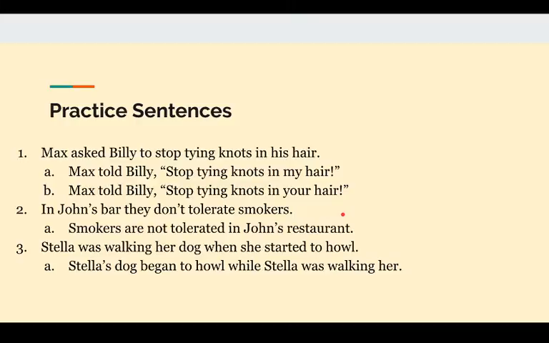In sentence 2, the incorrect sentence is, in John's bar, they don't tolerate smokers. We don't know who they is. They could be the workers in John's bar. It can't refer to John's bar as a whole. It can refer to John. It could refer to the bartenders.